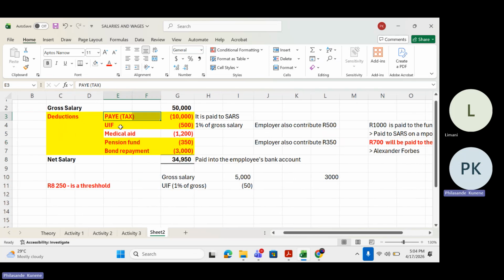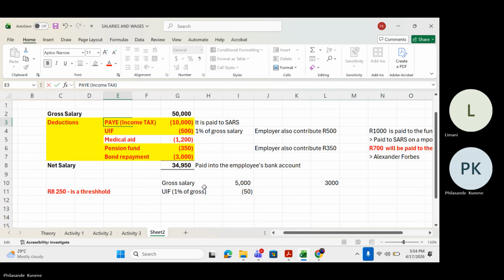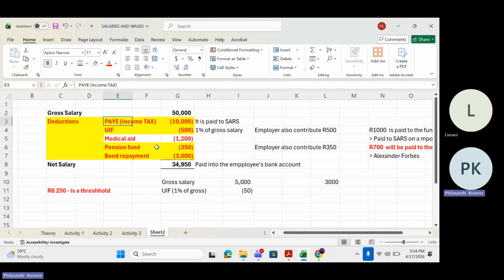Pay as you earn and income tax is the same thing, right? Just that income tax for pay as you earn is actually income tax for employees. There's a lot of different income taxes that people pay, but as an employee, you pay pay as you earn. So pay as you earn is the income tax. It's not different. It's the same thing.